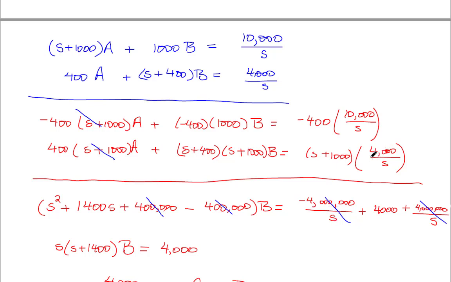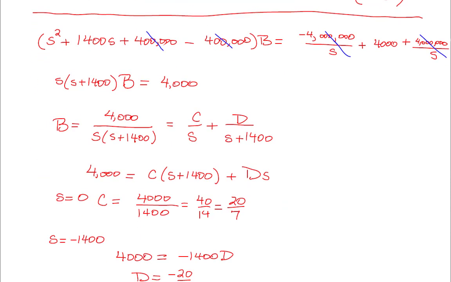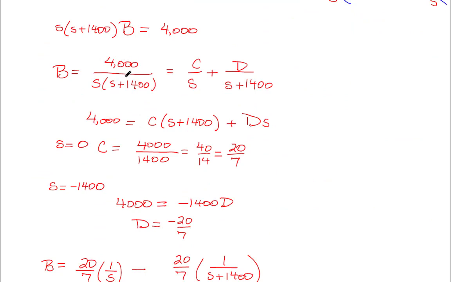As I multiply this term by each one of these, for the first one, the s's cancel and I get 4,000. For the second part, I get a 4 million over s. But that's okay, that term cancels the first negative 4 million. And so we're down to this result for B. But again, I need to use partial fractions. So here's B. I'm going to expand it as the sum over these two linear terms. I just need to figure out C and D.